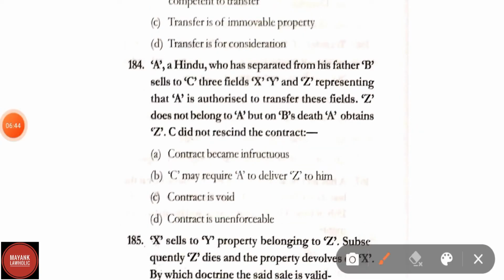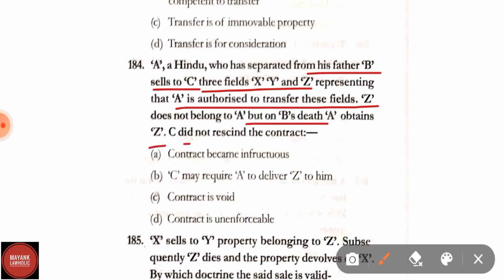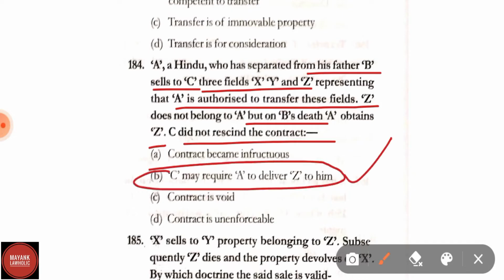Question number 184. A Hindu who has separated from his father B sells to C 3 fields X, Y and Z, representing that A is authorized to transfer these fields. Z does not belong to A, but on B's death A obtains Z. C did not rescind the contract. Options: Contract becomes infructuous; C may require A to deliver Z to him; Contract is void; Contract is unenforceable. Here the correct answer is option B, that is C may require A to deliver Z to him.